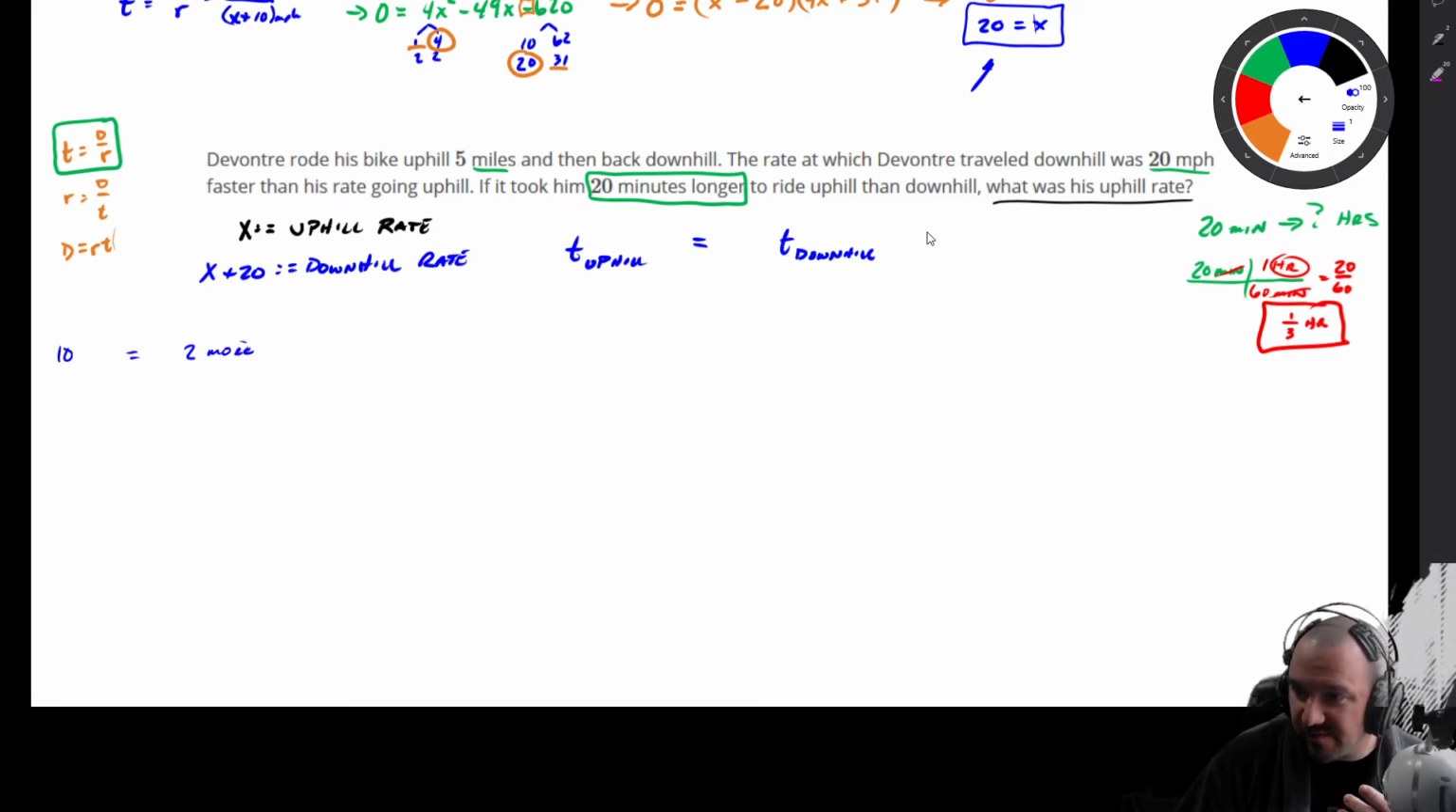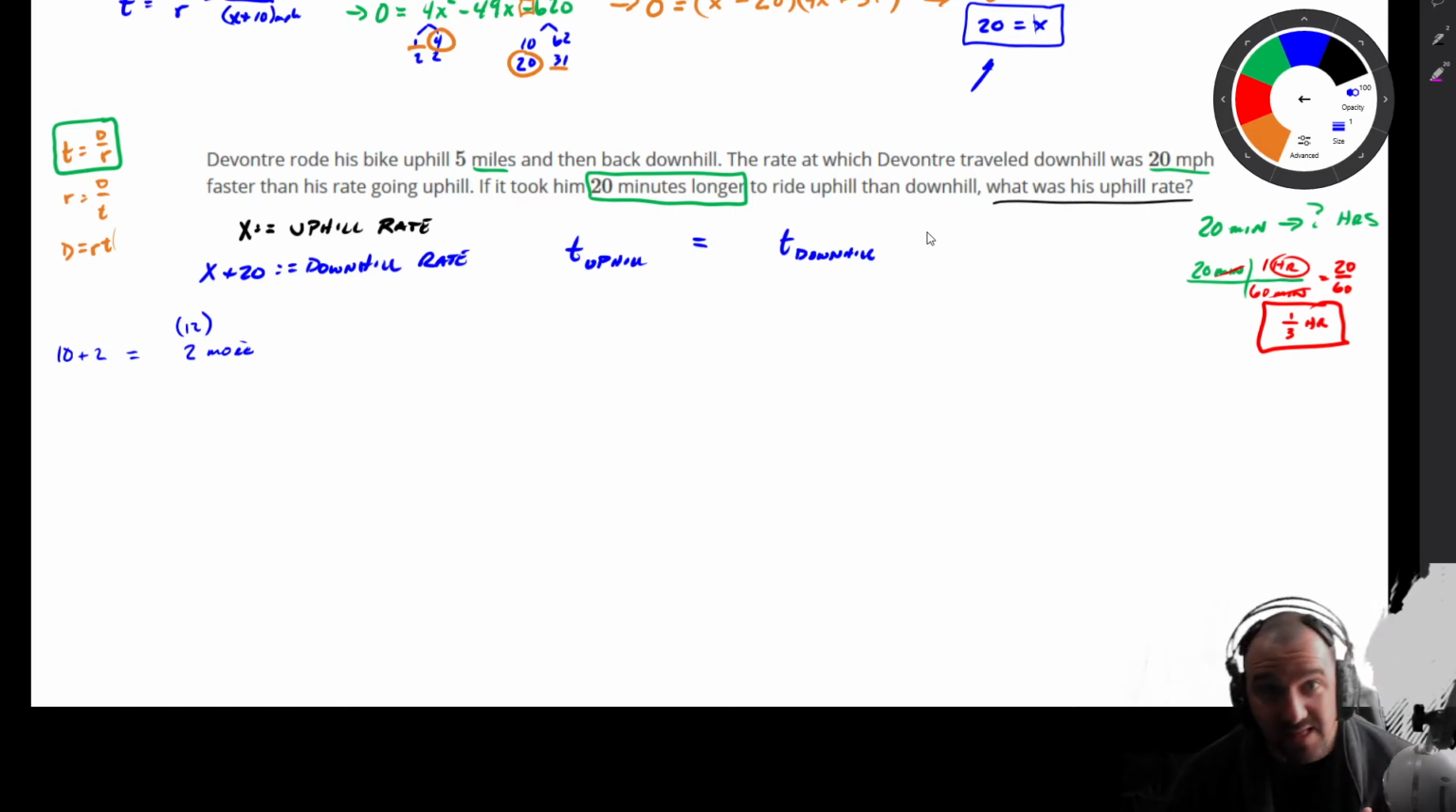Well, that's going to give me a total of 12 over on the right hand side. But I need 2 more. Where does the 2 more go? Well, it goes by adding, because it's more. It goes by adding to the side that has less.